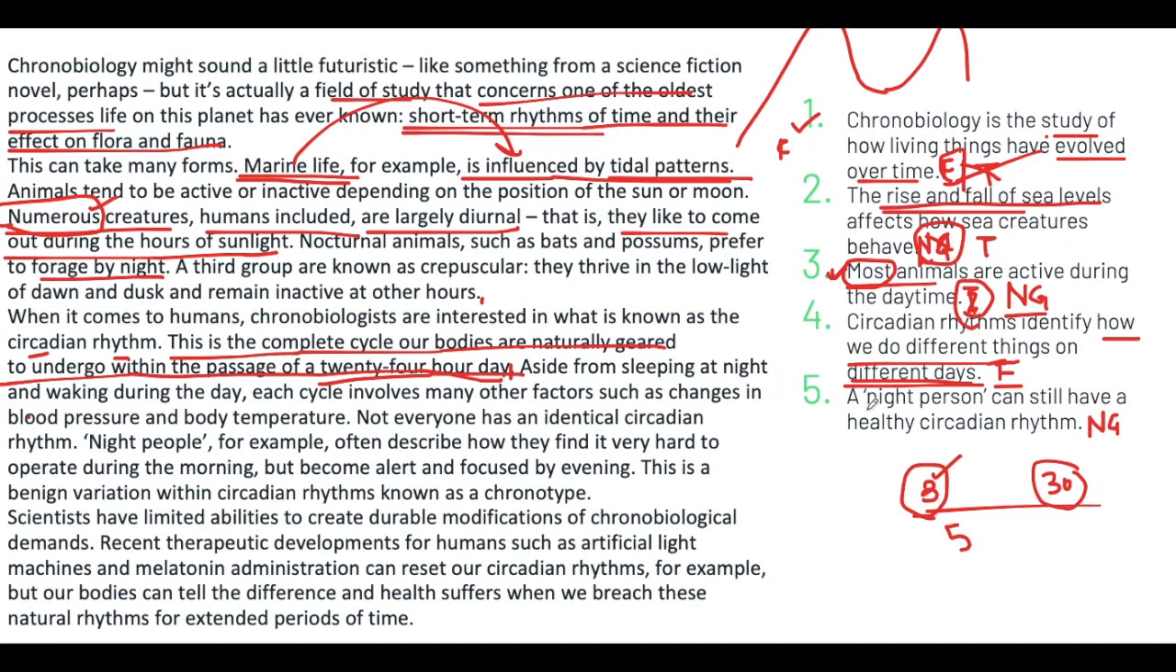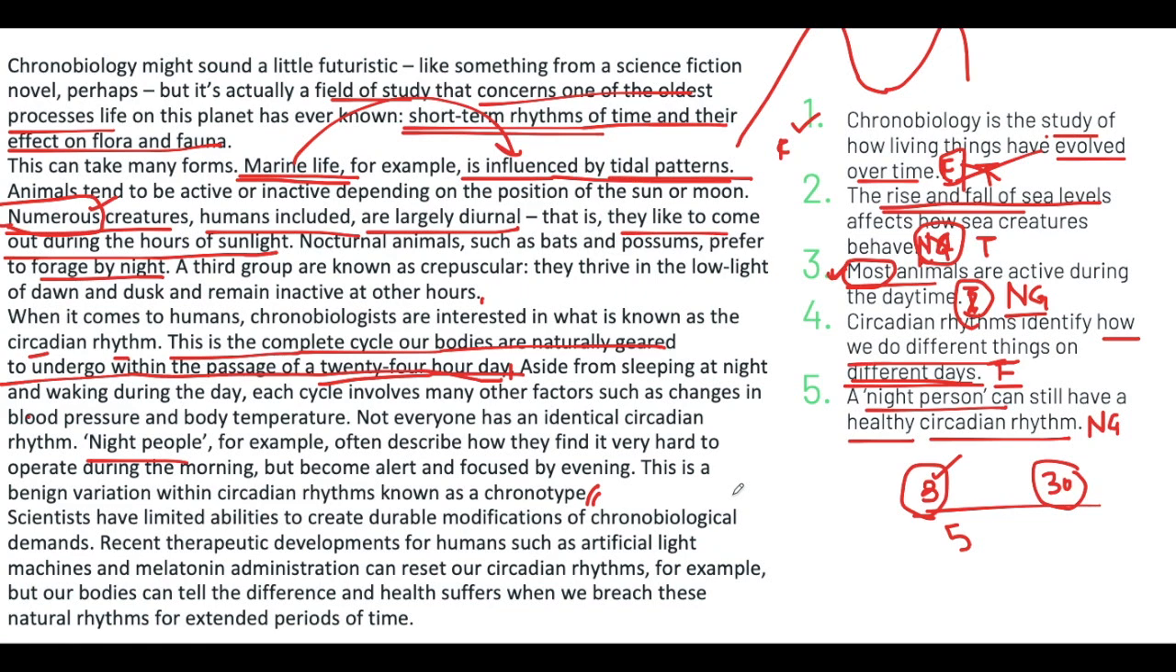A night person can still have a healthy circadian rhythm. Now we come to the night person or night people. Night people, for example, often describe how they find it very hard to operate during the morning but become alert and focused by evening. This is a benign variation within circadian rhythms known as chronotype.